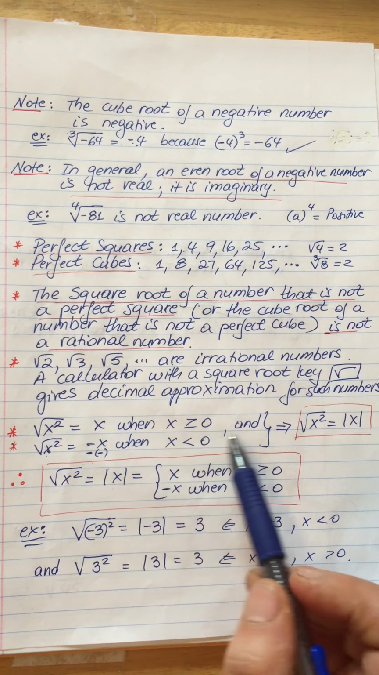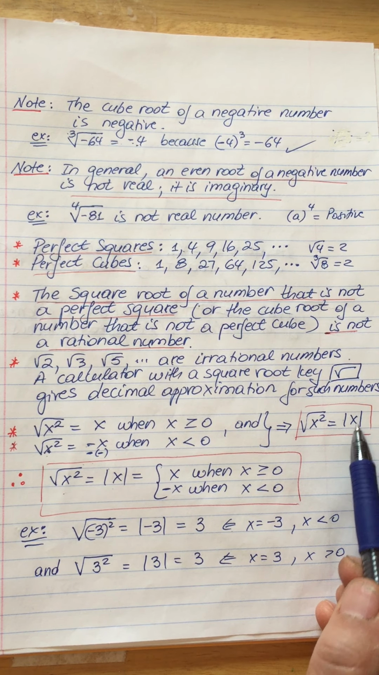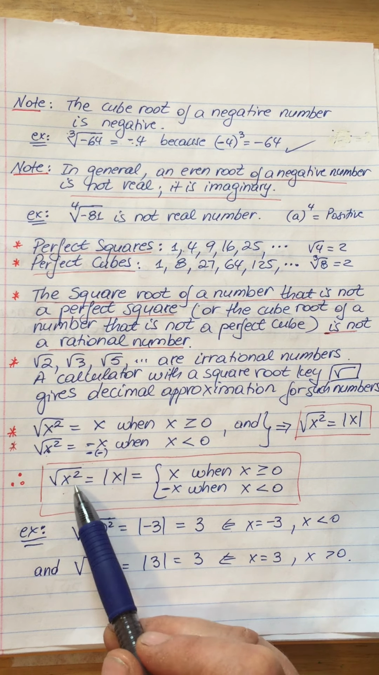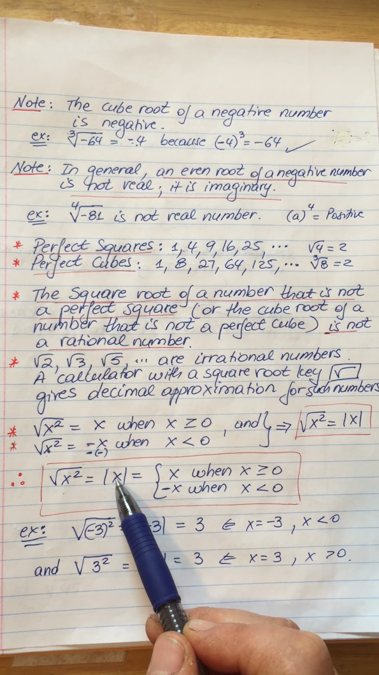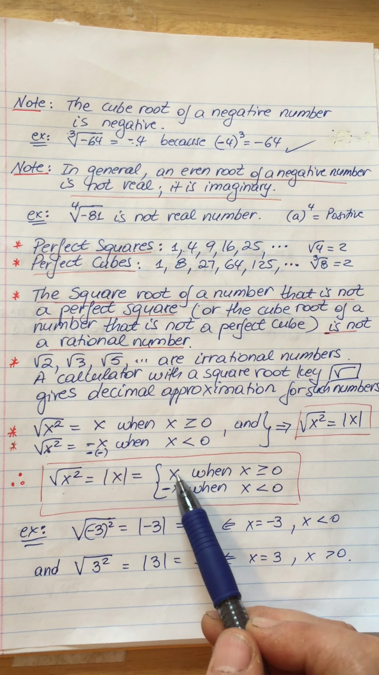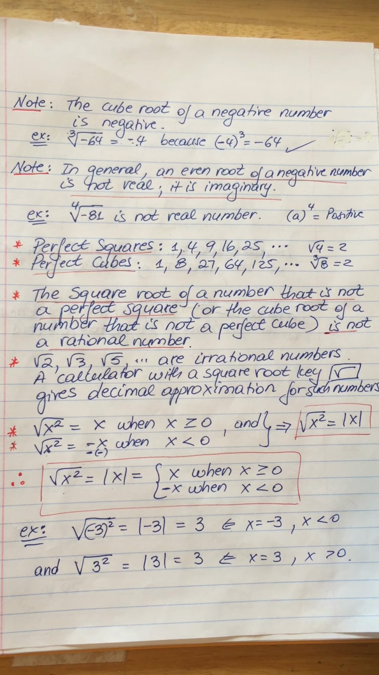So those two cases we included in one case by using the absolute value, and the property of the absolute value that tells us that the absolute value of x is x when x is positive, and negative x when x is less than 0.